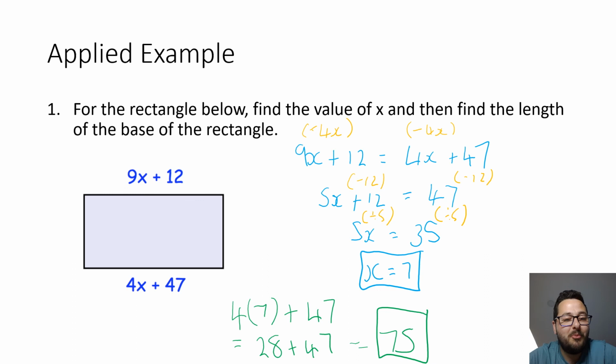So hopefully you feel a bit more confident with solving equations with the unknown on both sides.